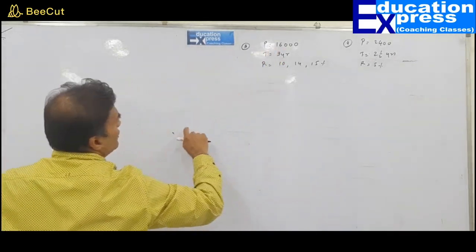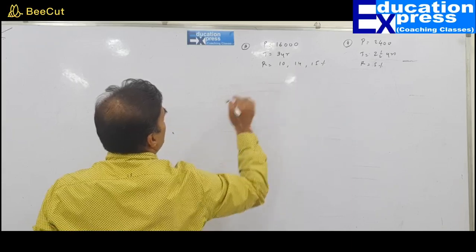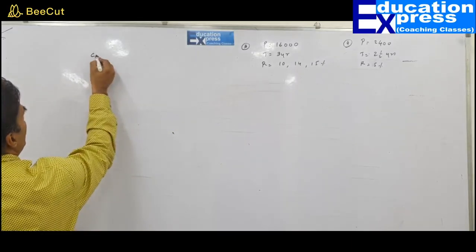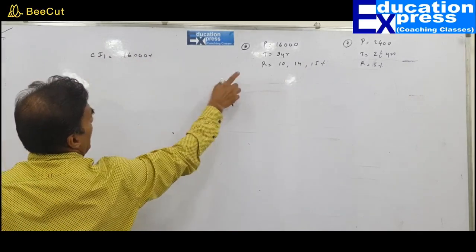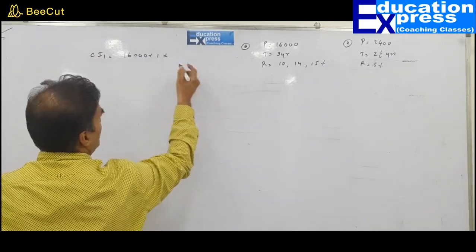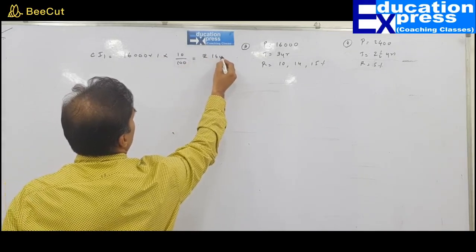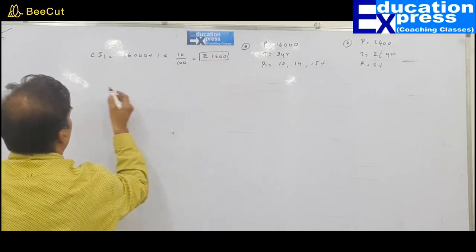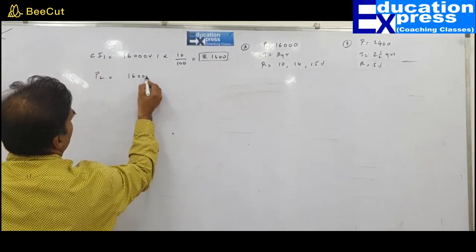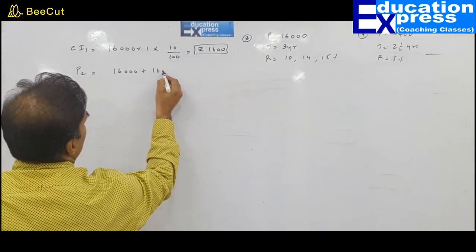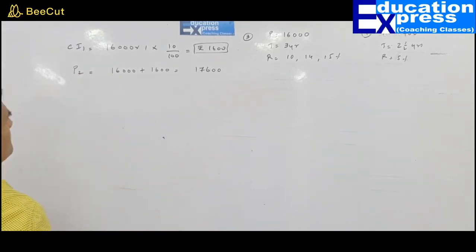Principal is 16,000, time is 3 years, rate 10%, 14%, 15%. So if you want to find out compound interest for first year, P into time 1, rate 10 upon 100, that is 1600. What about principal for second year? Sir, I started with 16,000, I earned 1600, that will amount to 17,600.